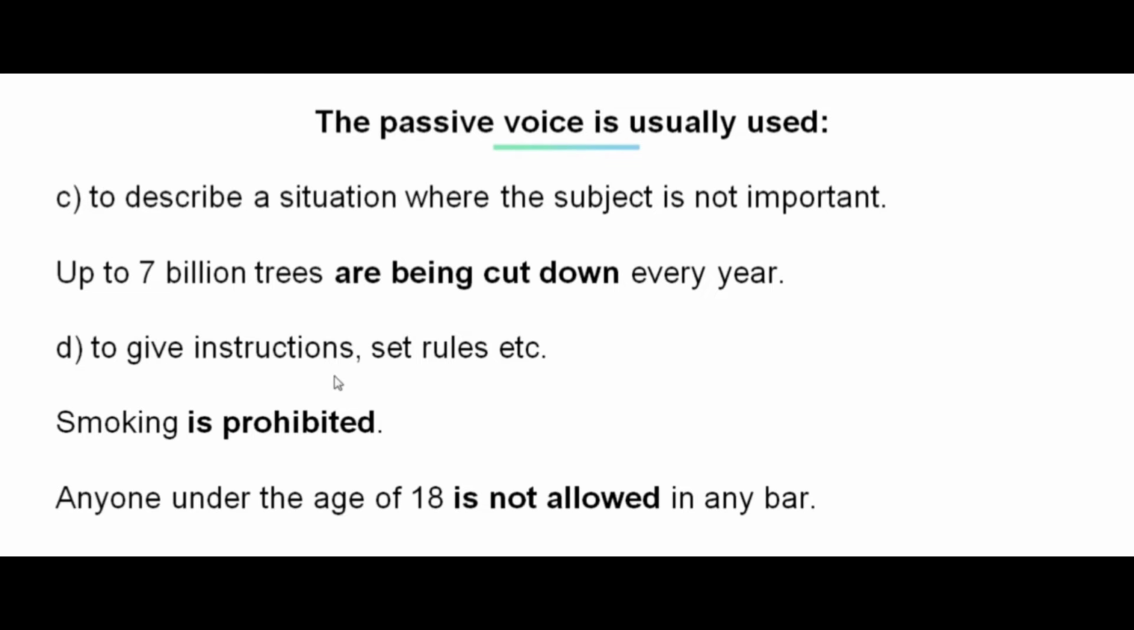D, to give instructions, set rules, etc. Have a look at the examples below. Smoking is prohibited. Anyone under the age of 18 is not allowed in any bar.